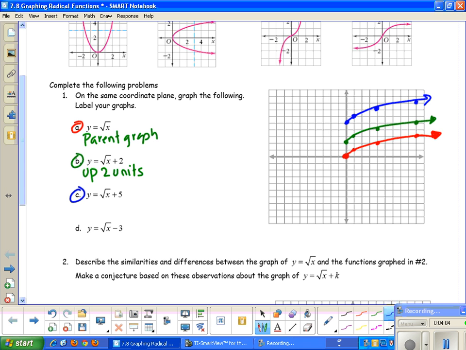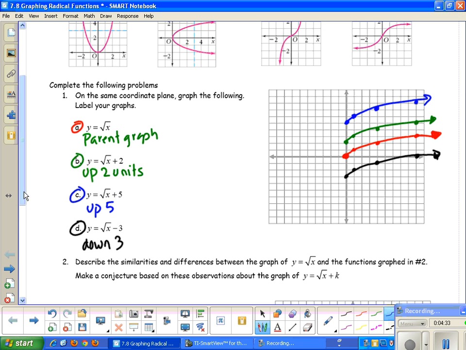So that would be my next graph. And then my last graph, we're subtracting 3 from my parent graph. So down 1, 2, 3. And my graph would look like this. And of course, you can use your graphing calculator to help you get that as well. So this one was down 3, and this one moved my graph up 5.